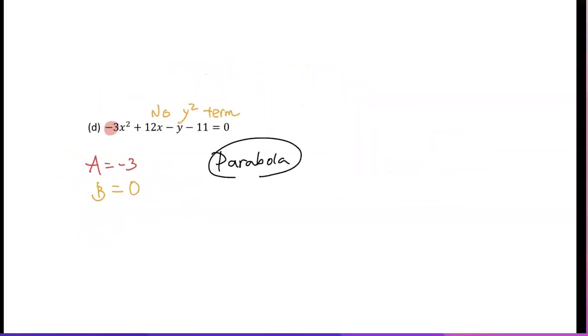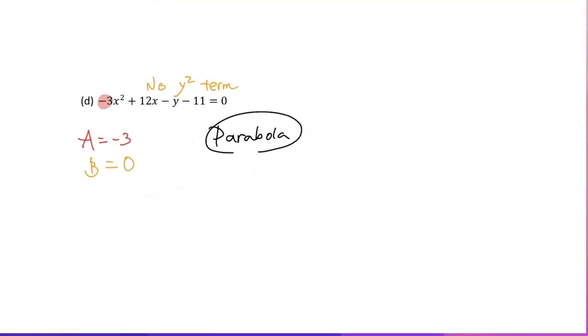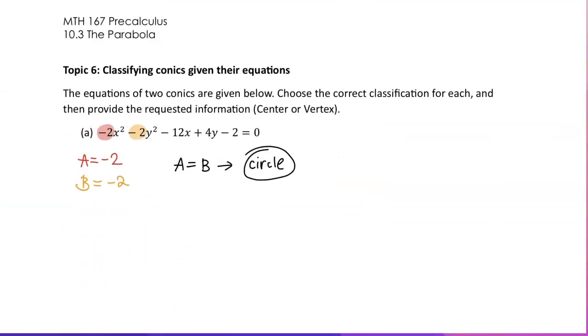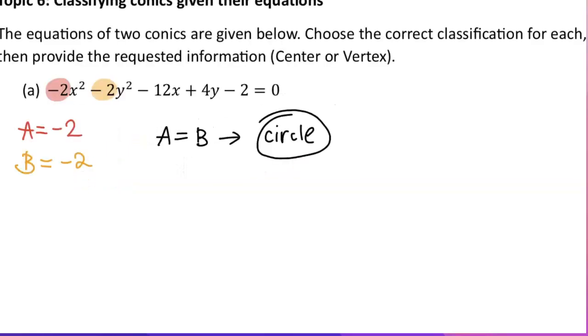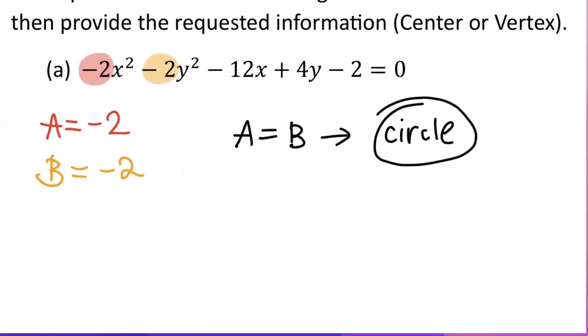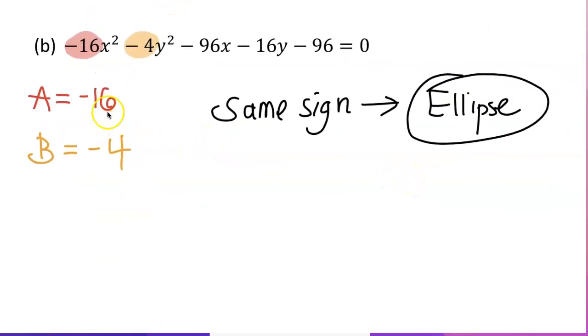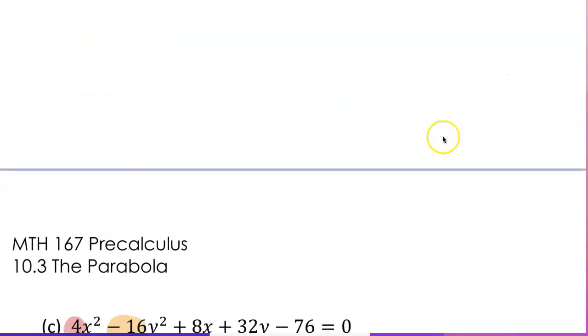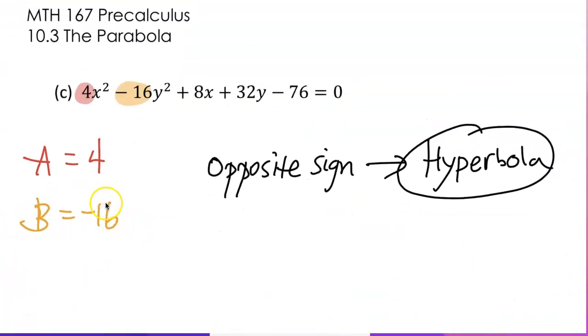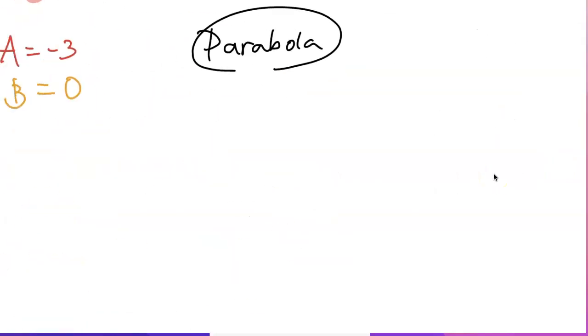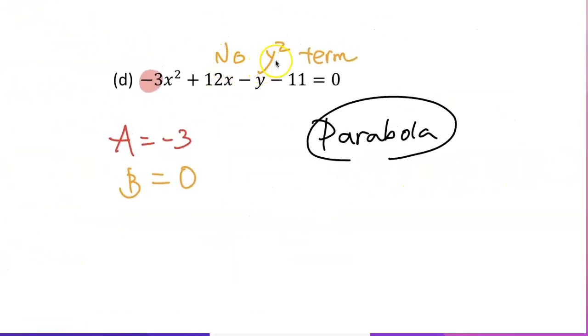So I just wanted to make a quick video on how to look at A and B, okay? If they are exactly the same, then you're looking at a circle. The numbers must not only have the same sign, but also the same numerical value. So that was a circle. In example B, they were different, but at least they had the same sign, right? So if they have the same sign, we're looking at an ellipse. Now, if they have opposite signs, one positive and one negative, we're looking at a hyperbola. And the last one, when y squared or x squared is missing, when you only have one of the x squared or y squared, then you're looking at a parabola.